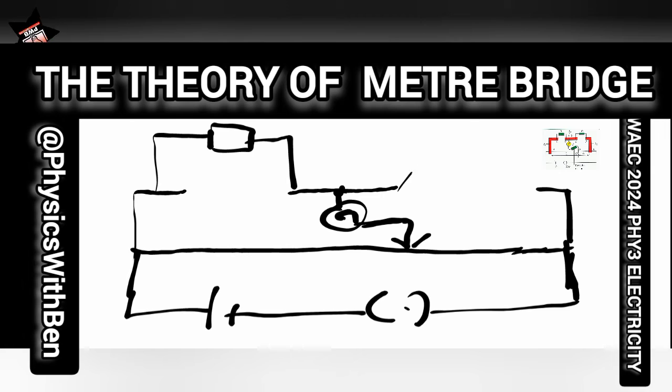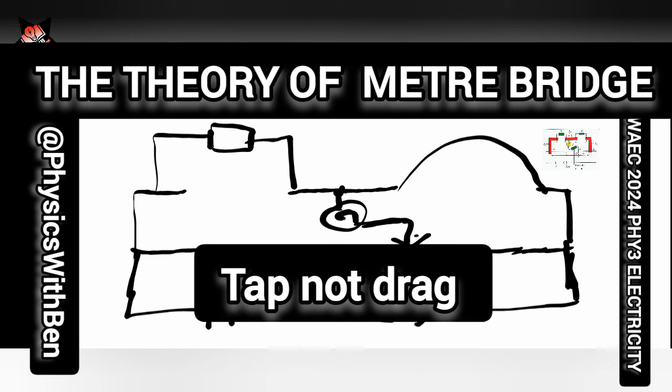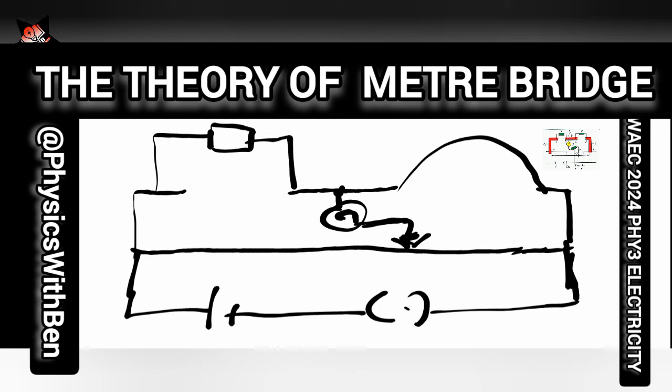So you'll be connecting 100 centimeter of the wire. You will drag this jockey until you see a balance point at the galvanometer, then you take your reading. From this point to this point will be your L1, and from this point to this point will be your L2. When you are done with the length of 100 centimeter, you put another length again, let's say 80 centimeter.